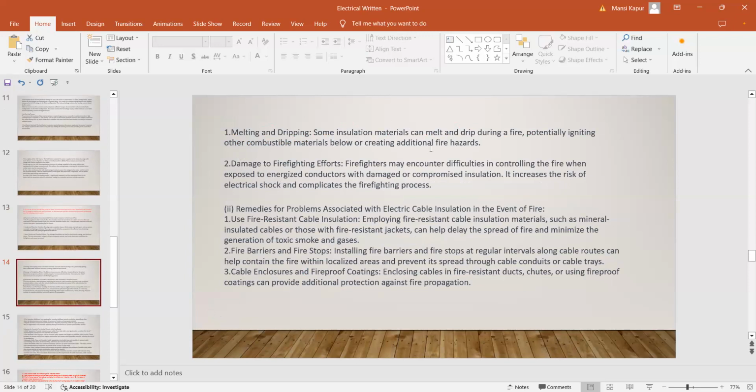Yes, sir. Damage to the firefighting efforts. Firefighters may encounter difficulty in controlling the fire when exposed to energized conductors with damaged and compromised insulation. It increases the risk of electrical shock, right? That's why if there is fire on board the ship, what is the job of the electrical officer?